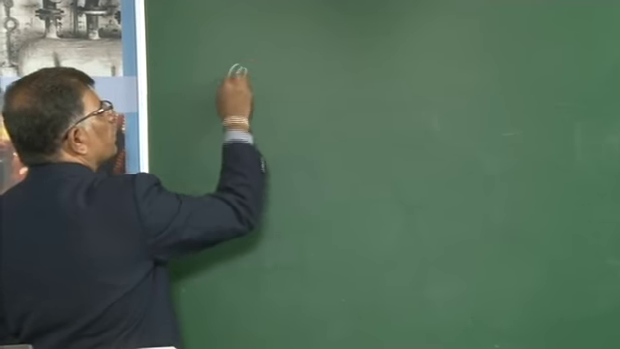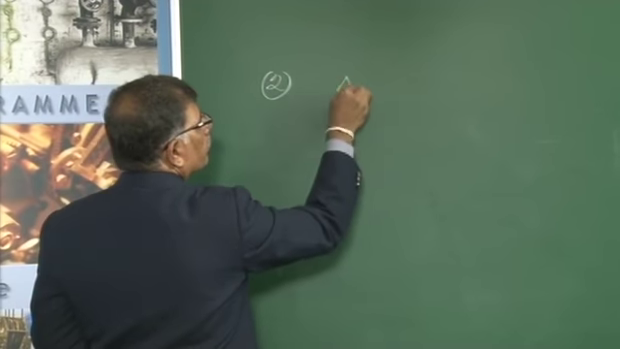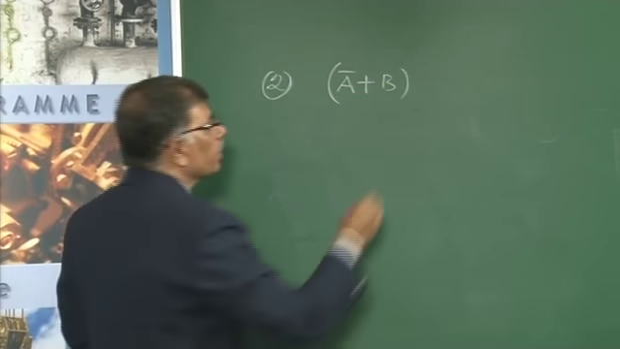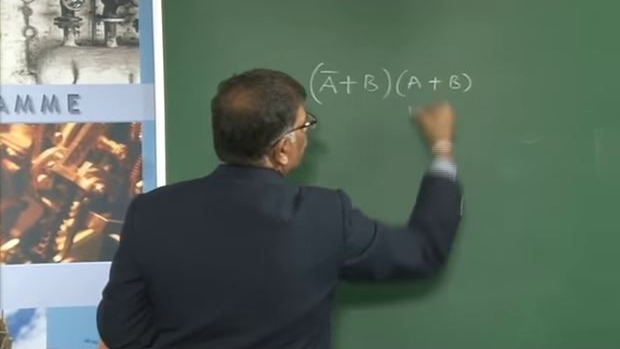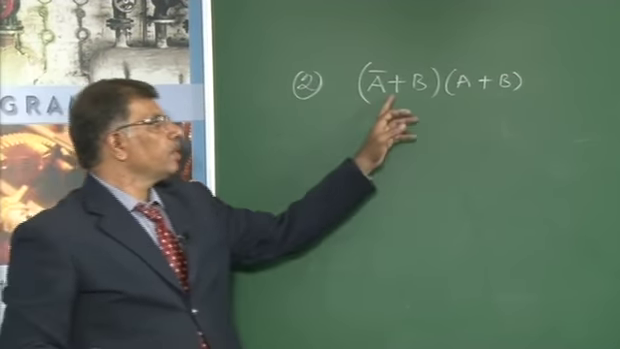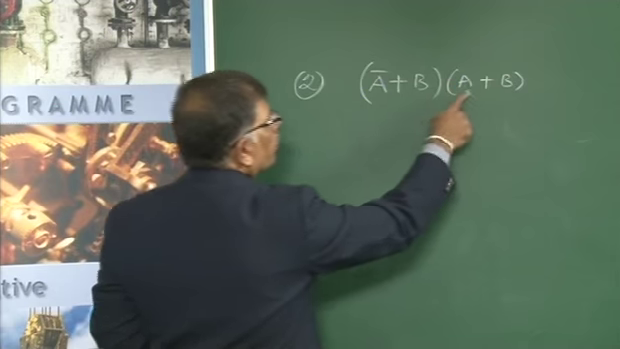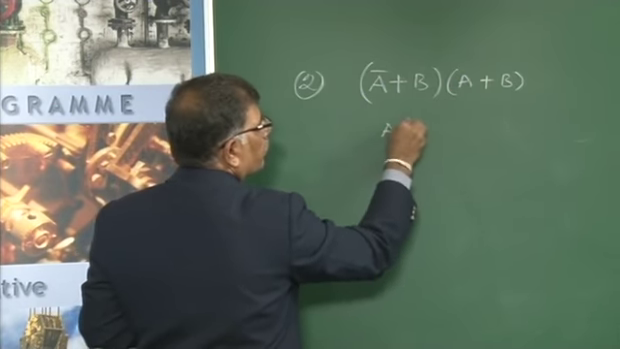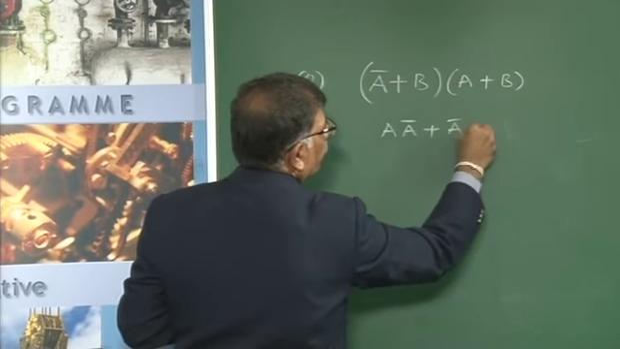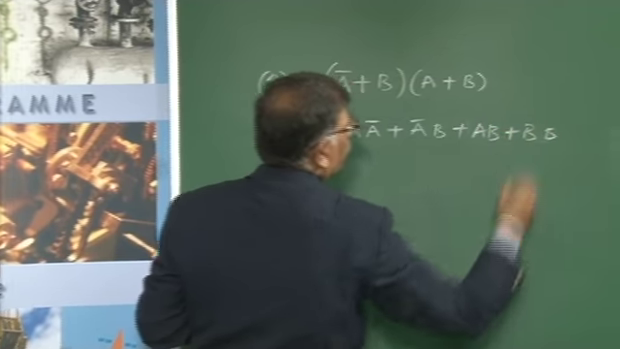The second one that I will take is a little more complex equation. We will try to see how we can simplify this: A bar plus B and A plus B. This is again a simple equation that I have taken, to simplify using these theorems. So A bar plus B, and A plus B. Now what I do is multiply these terms: A bar with A, and A bar B, next A and B, plus B into B. I am just doing a product here.